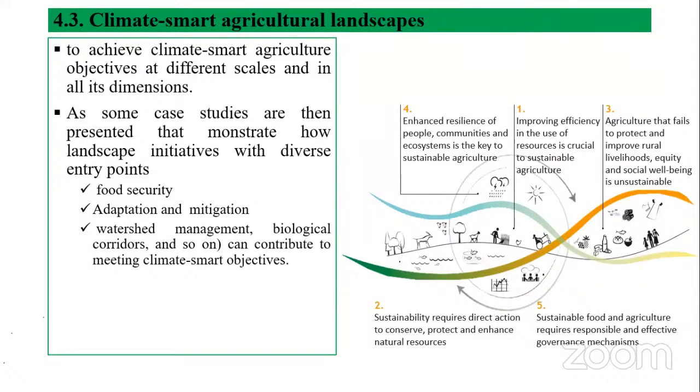From an agricultural perspective, this can help us in ensuring food security, in adapting to and mitigating climate change, in watershed management, in enhancing biological activity of the ecosystem, and in meeting the objectives of climate smart agriculture, which is productivity, resilience, and the reduction of greenhouse gas emission. So if we are planning projects or research or any intervention in our landscape, we have to clearly follow these cycles.